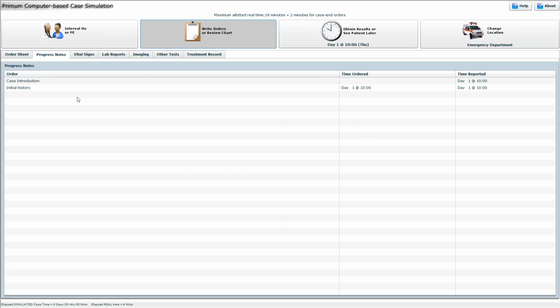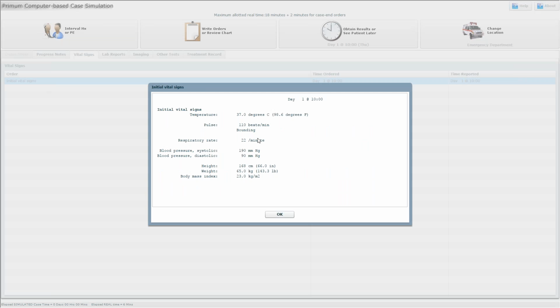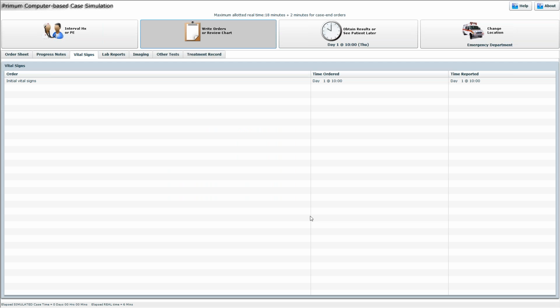If there's a doubt, vitals: you can see your initial vital signs, 190 over 90, 110, tachycardic, right? So what next? I just told you some differential diagnoses: myocardial infarction, aortic dissection, pericarditis, pleurisy, pneumonia, panic attacks. You're only going to say it's panic attacks if everything else is excluded, right? It's a diagnosis of exclusion.